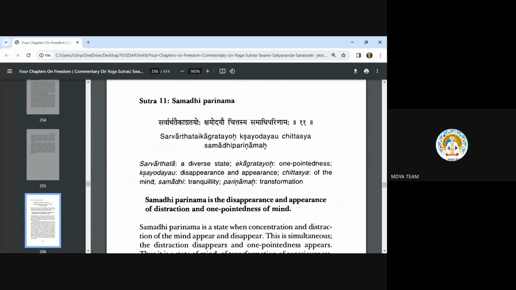Ekagratayo is the thoughts which are the object of concentration. That state is rising. The word for rising is udayo. So sarvartha ekagrata kshayo udayo chittasya means all this is happening in the mind, and leads to samadhi parinama. Elimination of all other cognitions and the increase of one-pointedness, marked as a stillness in the mind, is called samadhi parinama. Nothing more to it.